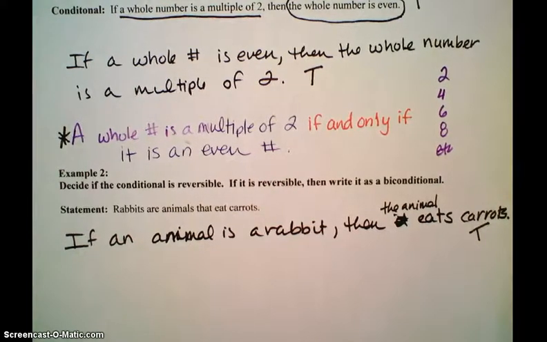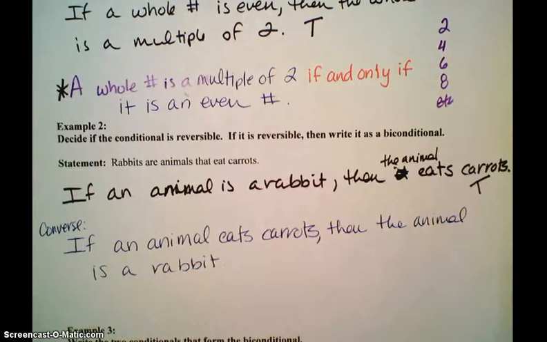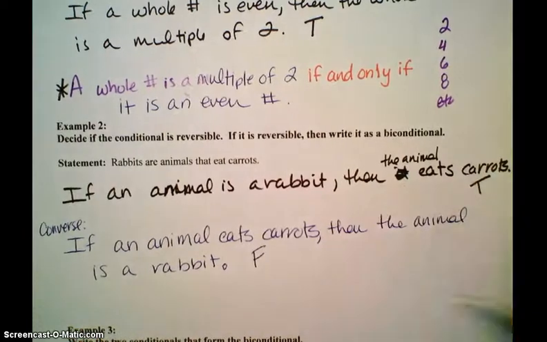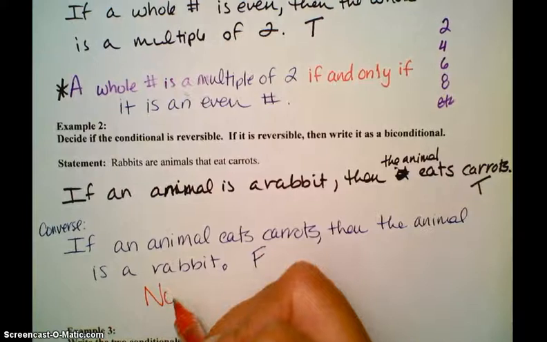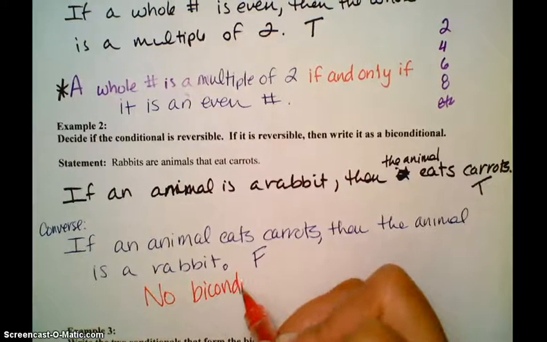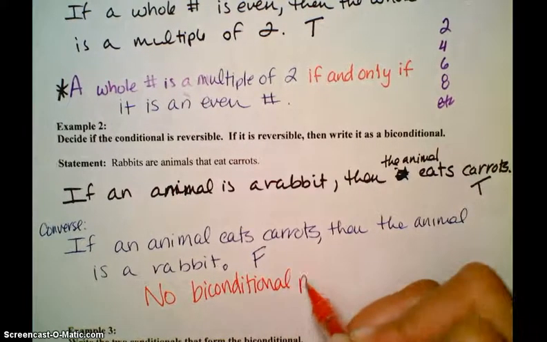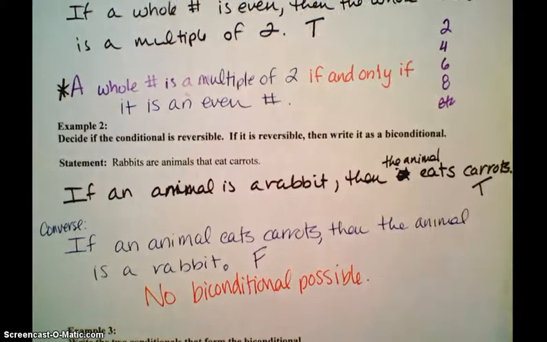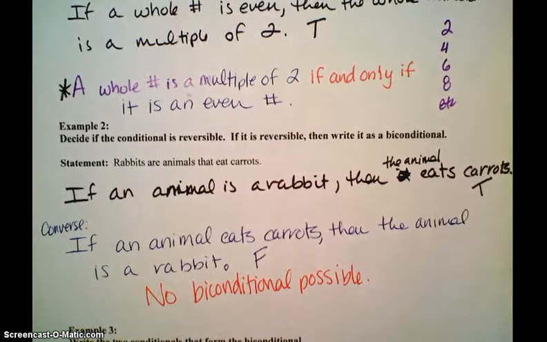And we're then going to check to see if the converse is also true. So let's write that. Okay, here's our converse. If an animal eats carrots, then the animal is a rabbit. And we can see that, hopefully, you realize that is a false statement. And because that is a false statement, we have to say there is no biconditional possible. Okay, let's go ahead and move on to example 3.